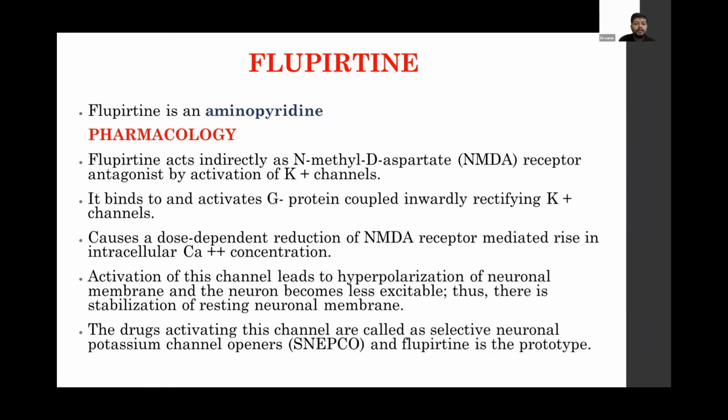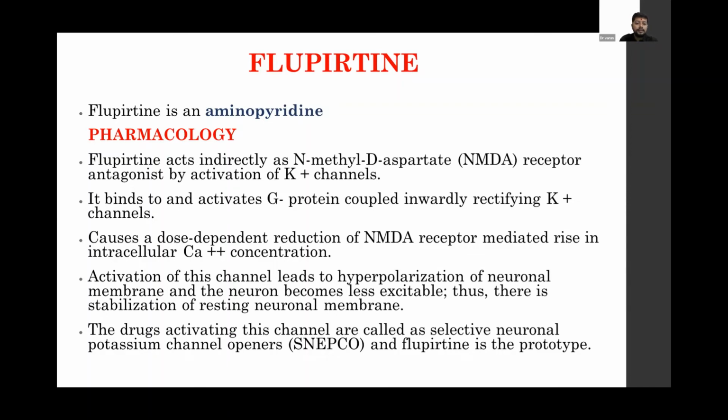It is an aminopyridine. It acts indirectly as an NMDA receptor antagonist by activating the potassium channel. It binds to and activates the G protein coupled inwardly rectifying potassium channel and causes a dose dependent reduction of the NMDA receptor mediated rise in intracellular calcium. So activation of this channel leads to hyperpolarization of the neuronal membrane, and thus the neuron becomes less excitable and stabilizes the neuronal membrane.